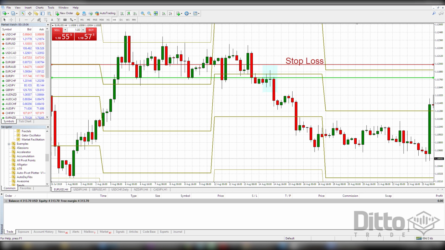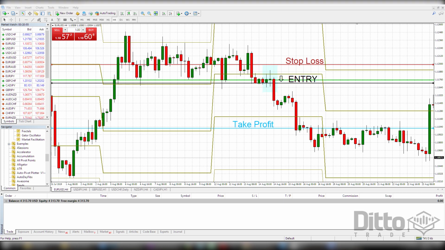As we know that good risk to reward ratios are key to success, we would measure the distance from entry to stop loss and then times that by 2 to place our take profit level. This gives us a risk reward ratio of 1 to 2, meaning that we can lose at least 50% of our trades and still be profitable.